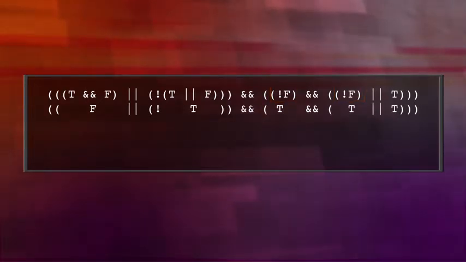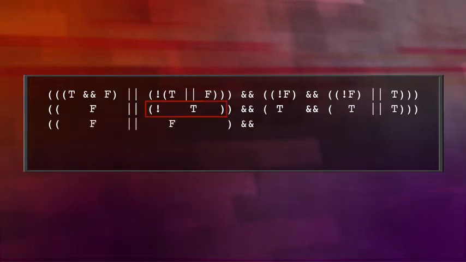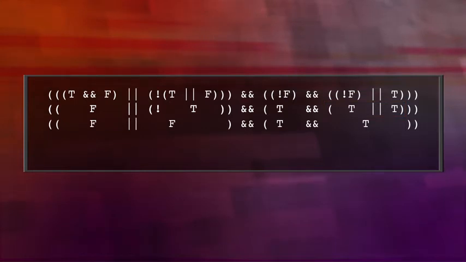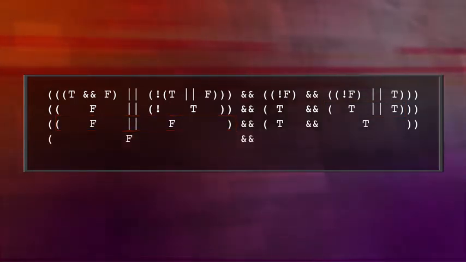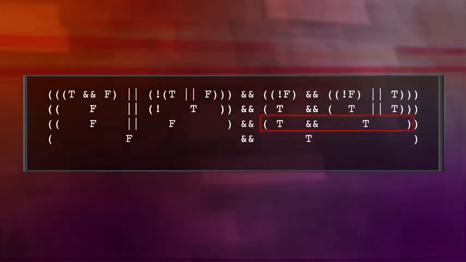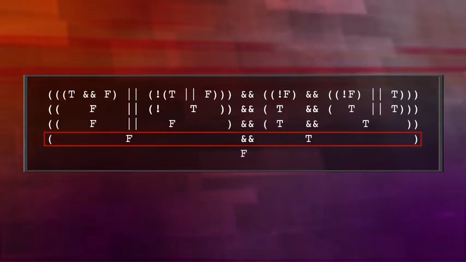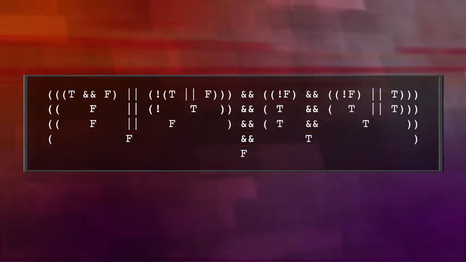At the next level of parentheses, we find that not true is false, and that true or true is true. At the next level, we have that false or false is false, and that true and true is true. And finally, we find that false and true is false. So the overall expression is false. Now, if you got through that, great. That was larger and more complicated than we'll have in normal situations.